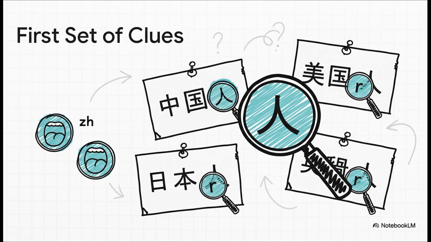中国人, 美国人, 日本人, 英国人. Did you catch it? That little piece that's the same at the end of every single one? That's our first major clue.